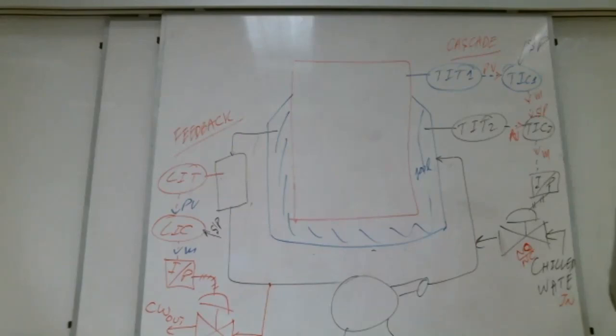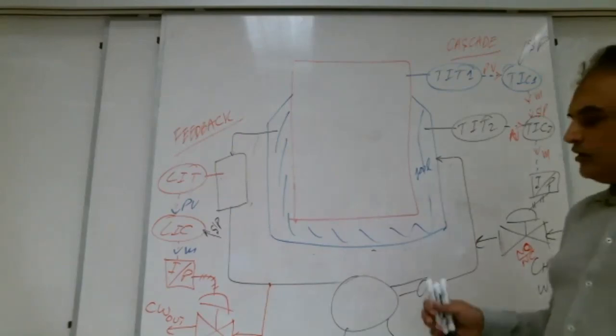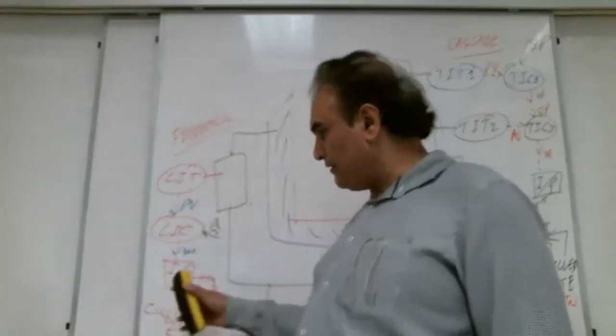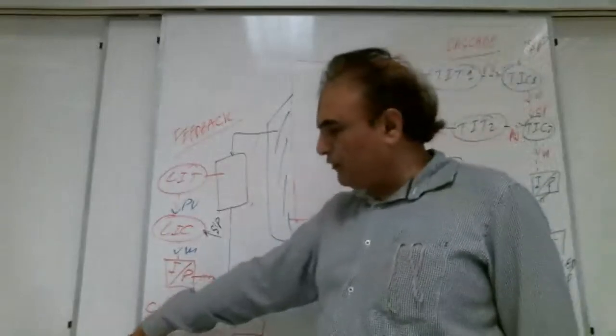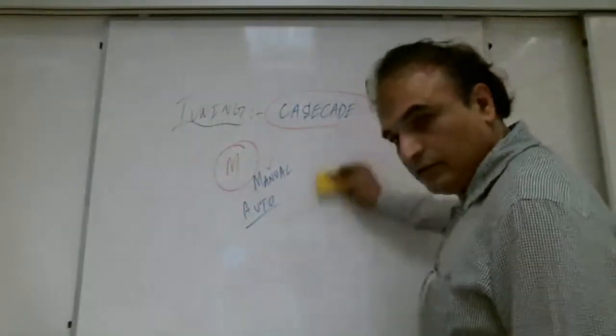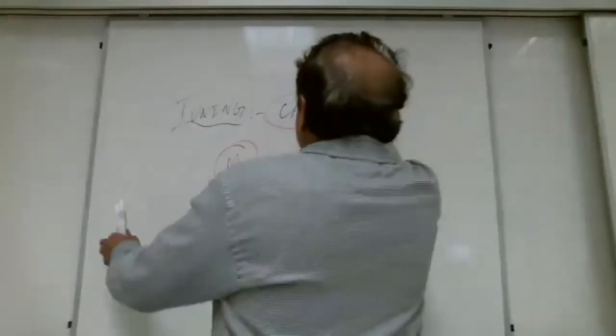So, Shabab, here we are still not ending the cascade. We will come back to cascade, but we need another controller before that. That's what we say. Which controller, Shabab? Ratio controller.